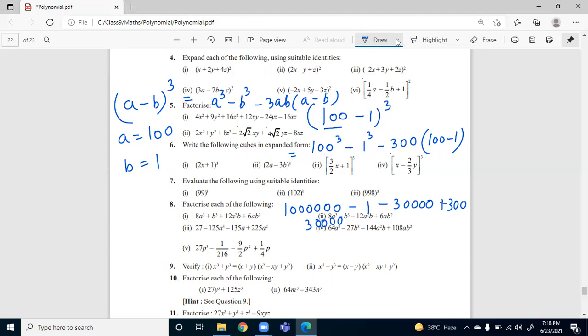Ma'am, can you repeat? I'm also getting the same answer. Speak the answer again. Ma'am, 970299. You are correct. So the correct answer is 970299. After all the calculation, you should get this.